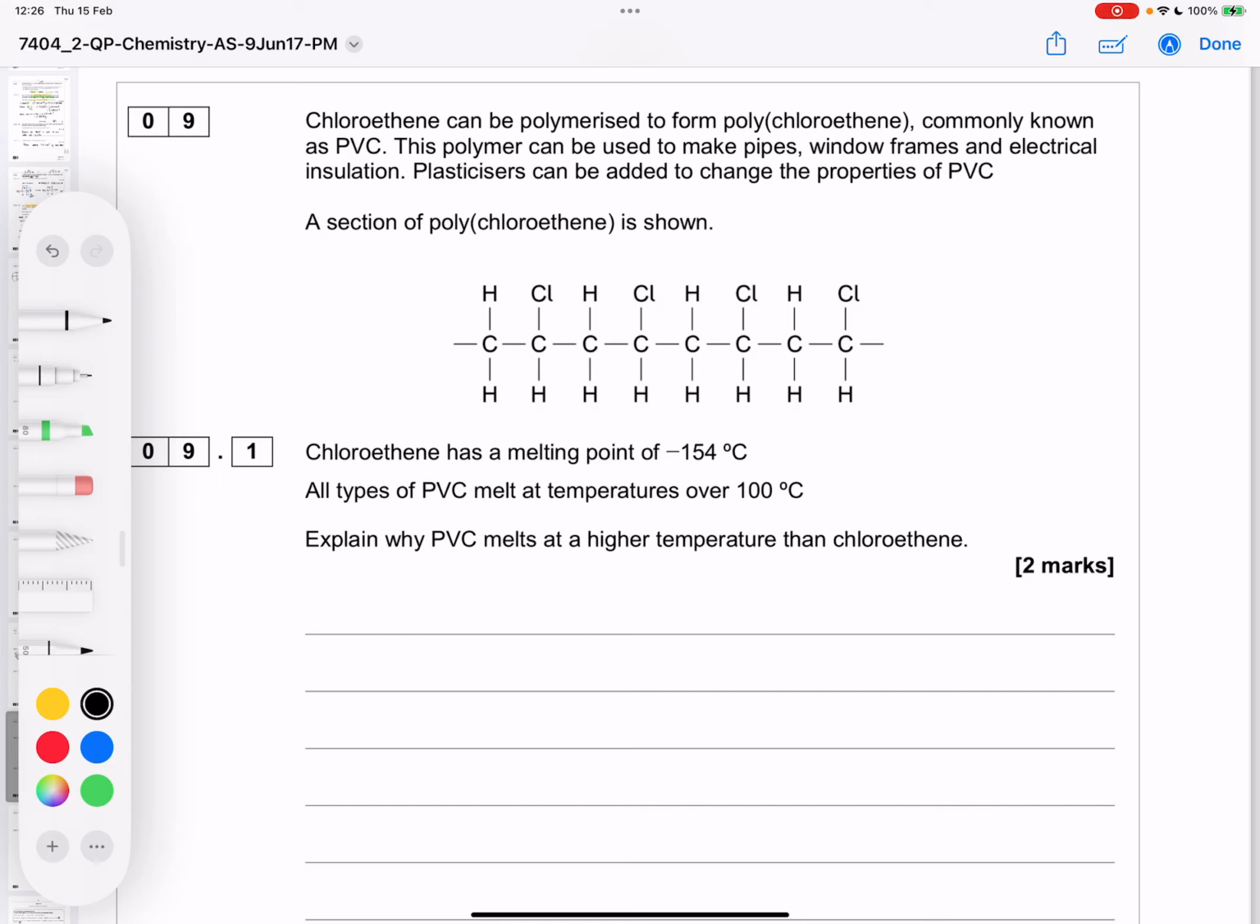Chloroethene can be polymerized to form polychloroethene, commonly known as PVC. It's used to make pipes, window frames, electrical insulation. Plasticizers can be added to change the properties.